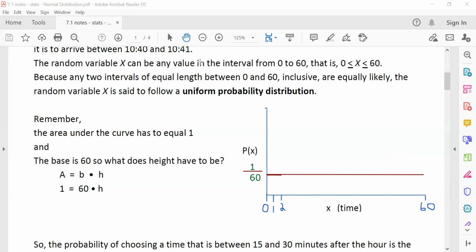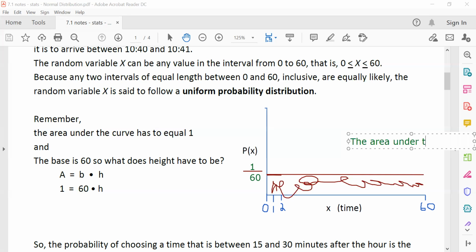So the area under the curve, if we were to draw this area, sums up to a total of 1, or 100%. Because in this case, it just forms a simple rectangle, because the probability should stay the same for any time interval. That means it's a horizontal line.